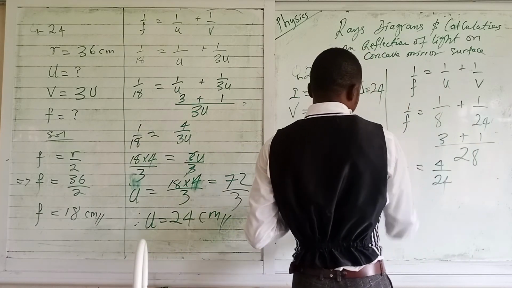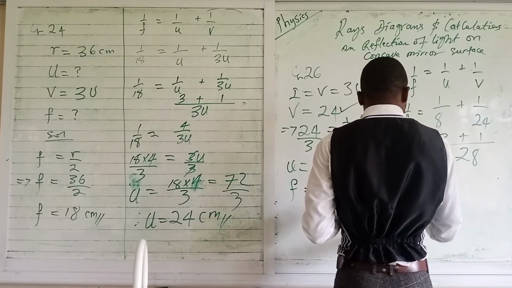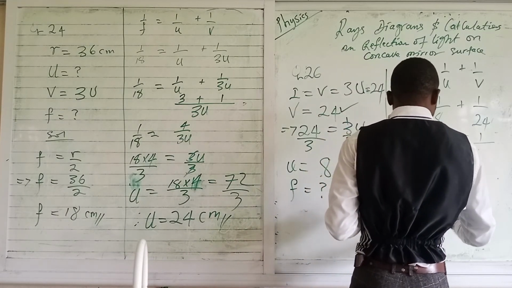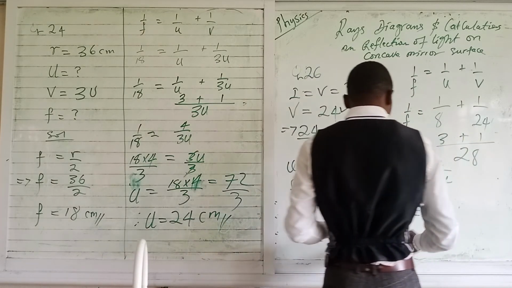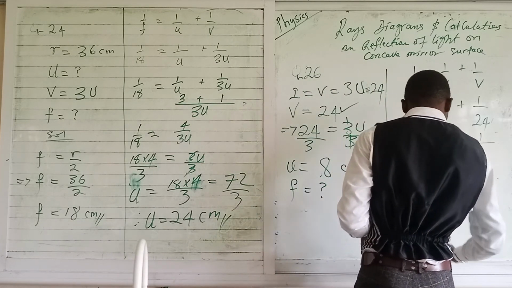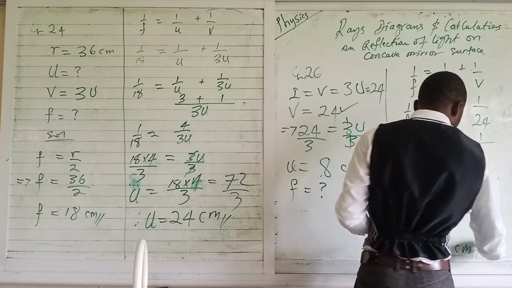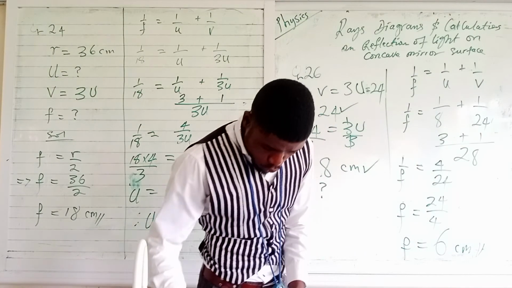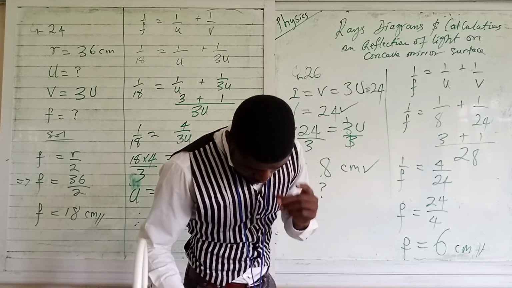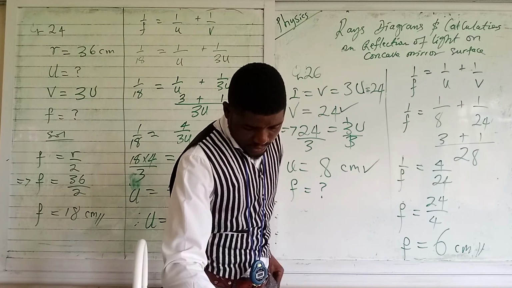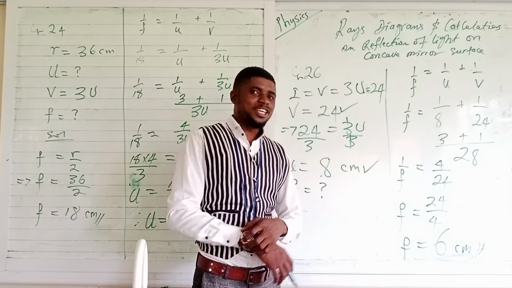You reciprocate. So your f is given as 24 divided by 4. And your f is given as 6 cm. I guess that is supposed to be the answer. Yes, we got it. The answer is C, 6 cm. Clap for me.